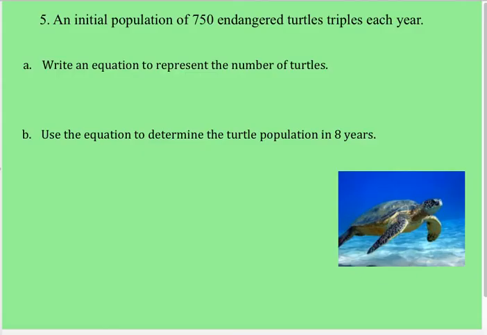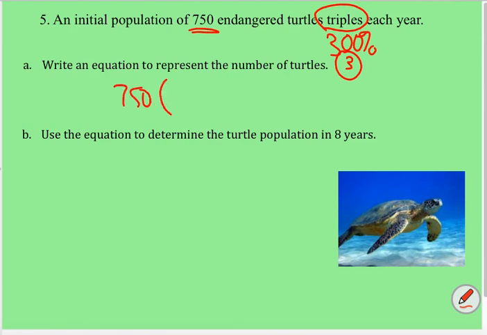So an initial population of 750 endangered turtles triples every year. Now, triples is kind of your dead giveaway. Triples actually means you're going to multiply by 3. You're not going up by a percentage. You're literally going up by 300% each year. Well, 300% as a decimal is just 3. So that becomes my amount. So I take 750 times 3, not 1 plus 3, 3 raised to the x.